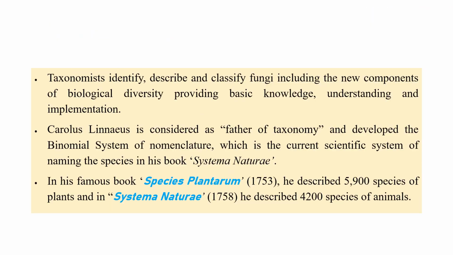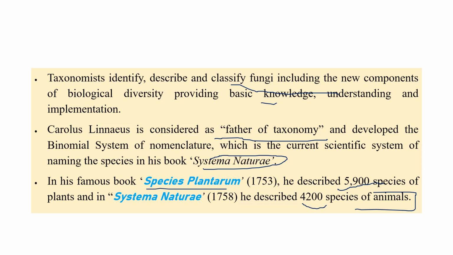Now we'll see how the taxonomy is the roots. Taxonomy generally describes and classifies organisms based on knowledge, understanding, and various kinds of things. Carolus Linnaeus is considered the father of taxonomy, and he introduced binomial nomenclature and the naming of species based on his books. He wrote two famous books, Species Plantarum, where he described around 5,900 species of plants, and Systema Naturae, where he described around 4,200 species of animals.